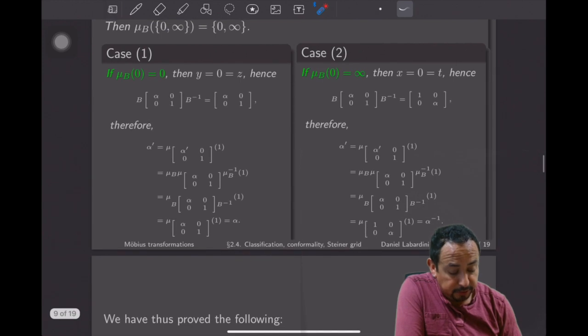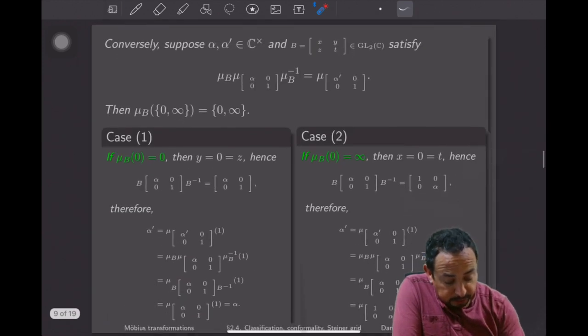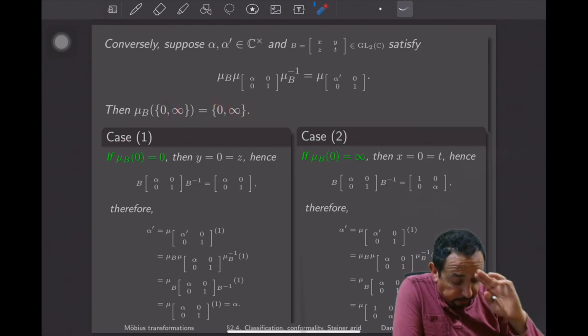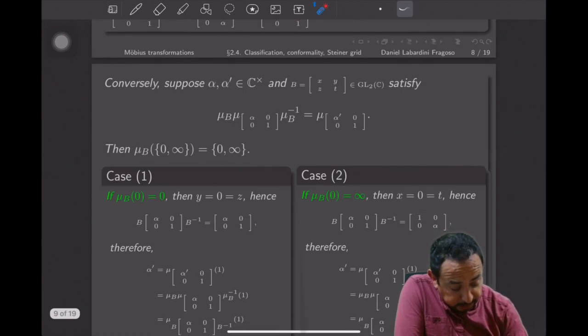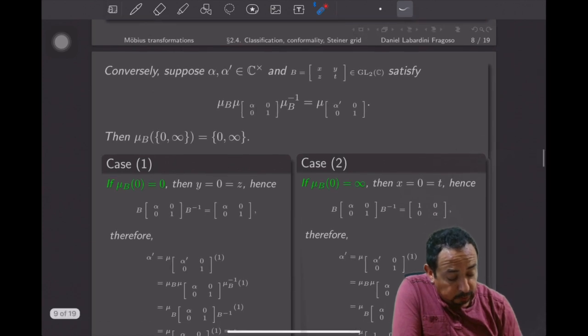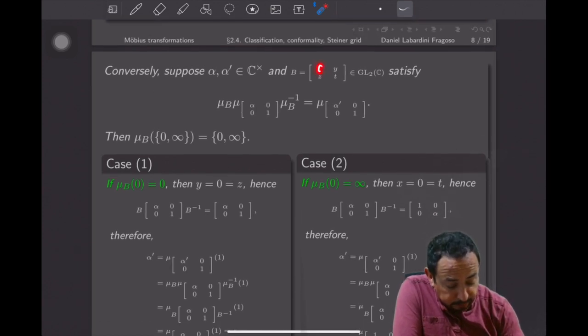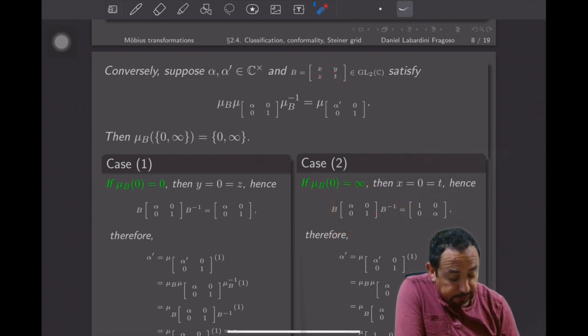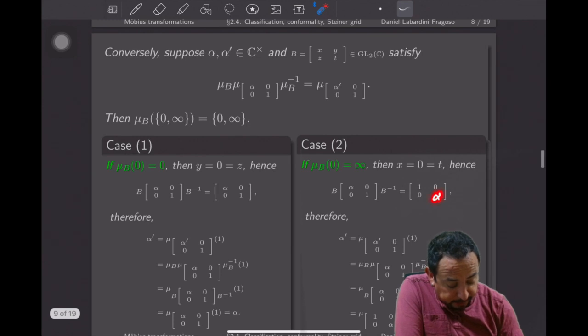In the other situation, namely when mu of B sends 0 to infinity, it also sends infinity to 0. And so in that case, what I can deduce is that the diagonal entries are 0. And then knowing that those diagonal entries are 0, when I perform this matrix product, I see that it simply permutes the diagonal entries here. But so this is the same alpha, right?